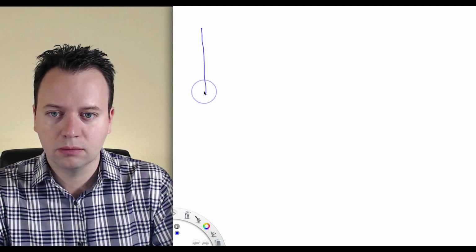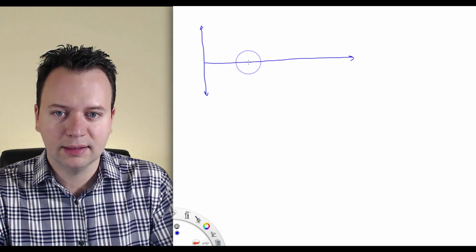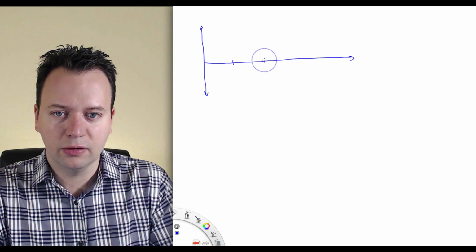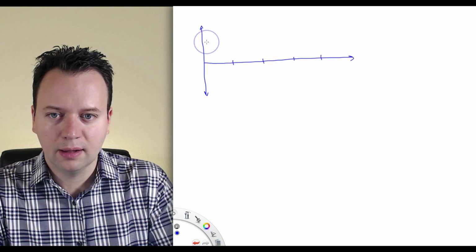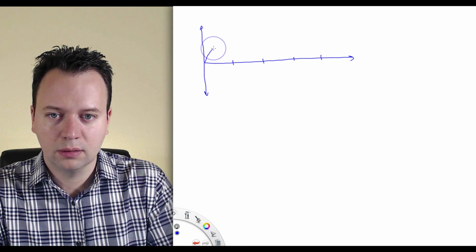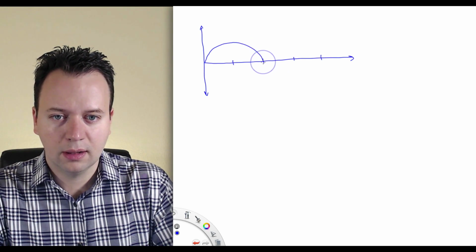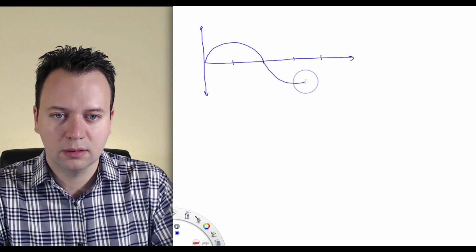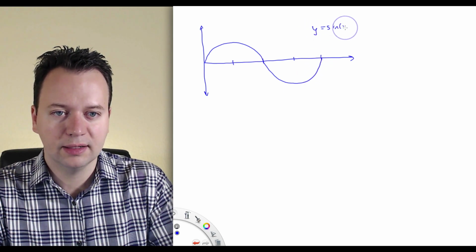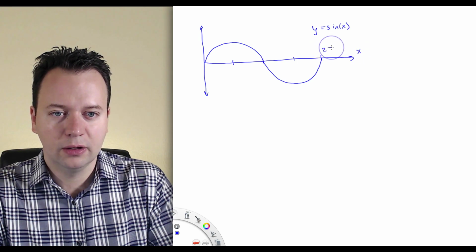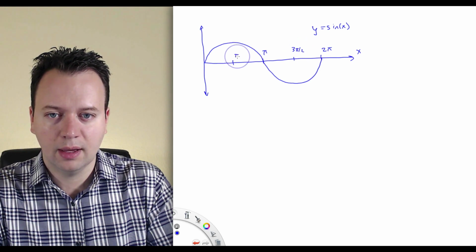So we have a y-axis, x-axis, pi over 2, pi, 3 pi over 2, 2 pi. And then the sine function comes up like this, and it comes down, and then it comes under, and it comes back up just like this. So this is y is equal to sine of x. Here's the x-axis. We have pi over 2, pi, 3 pi over 2, and 2 pi.